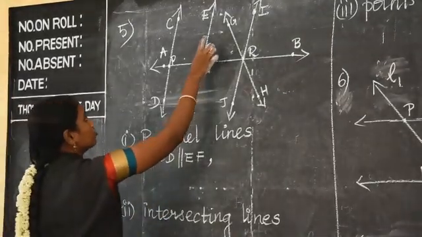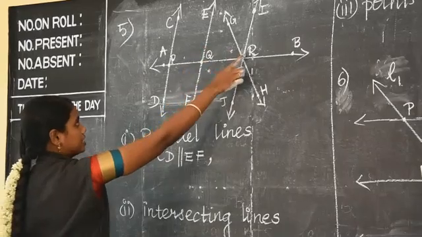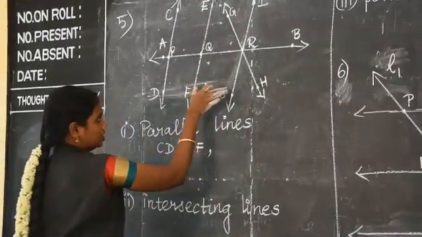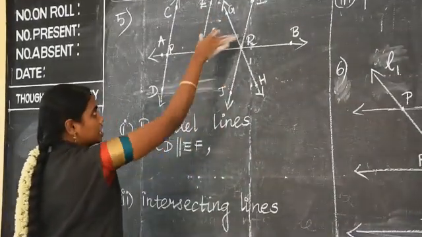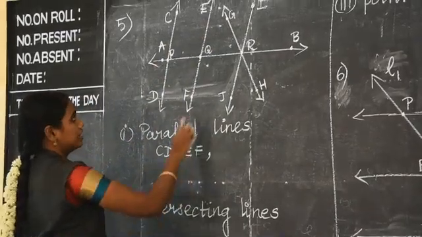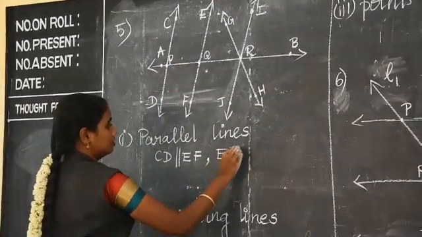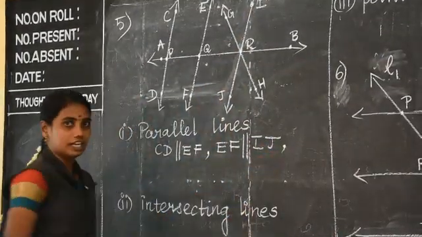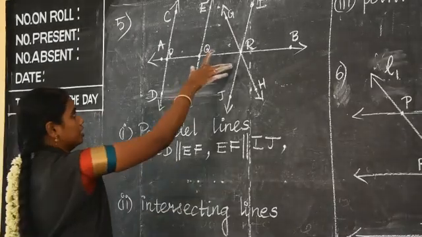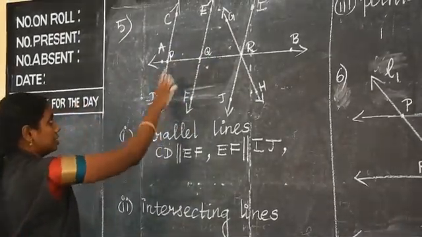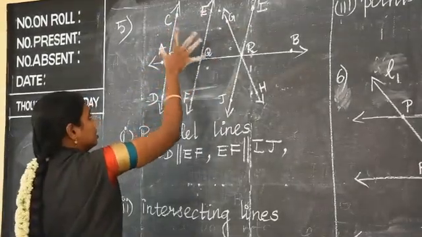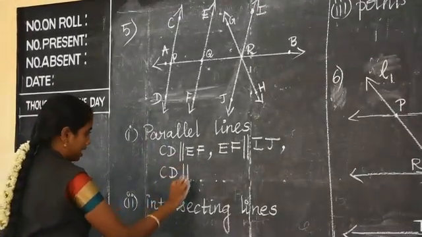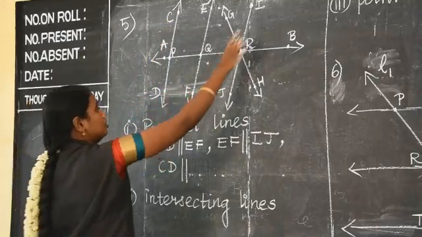Next, we have this line and this line. You observe EF and IJ, equal distance. Yes or no? Here also equal distance, here also equal distance. So we can tell that EF is parallel to IJ. Next, listen to me. You can see these two lines, distances are equal. So now CD is parallel to IJ.